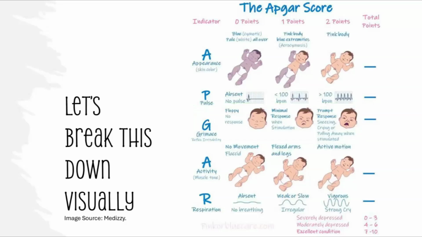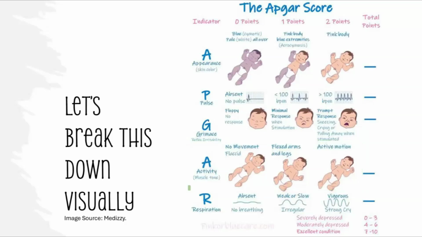For our fourth category, we are going to be assessing muscle tone or the baby's activity. If the baby is not moving at all and is flaccid, that would be 0 points. If the baby has flexed arms and legs, then that would be 1 point. And if there's active motion or flailing of those arms and legs, for example, that would be 2 points.